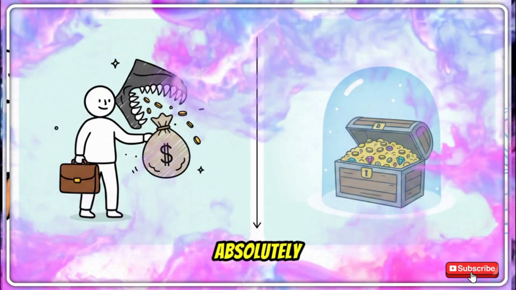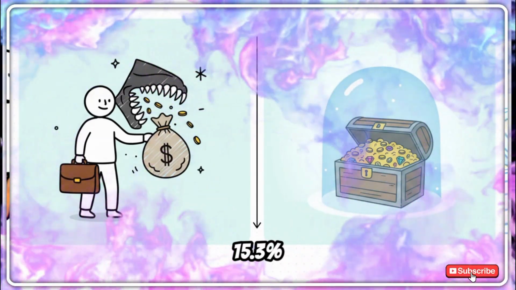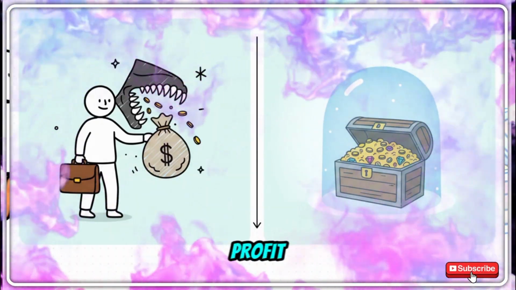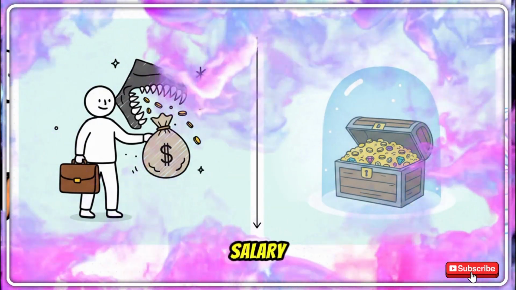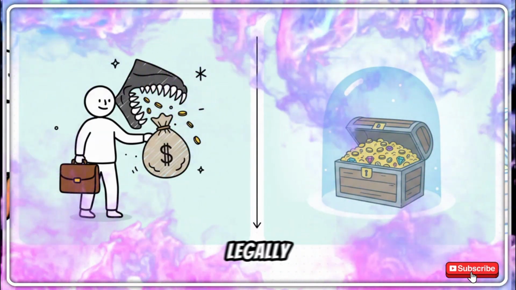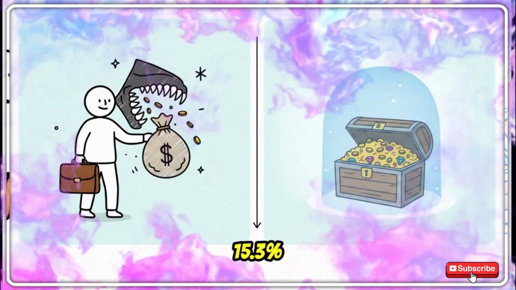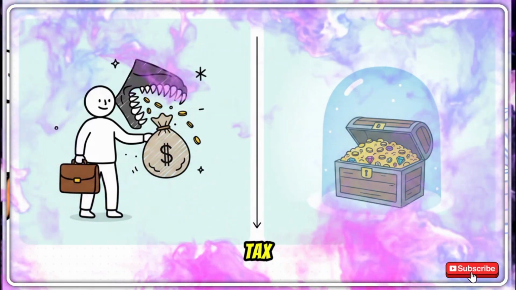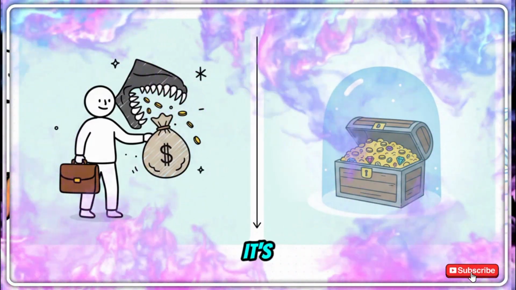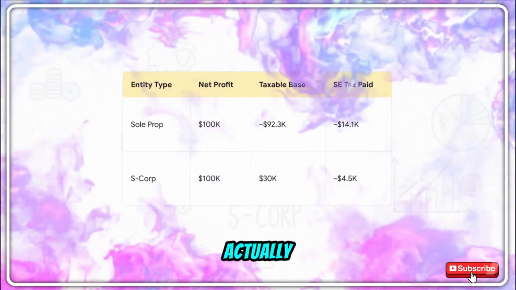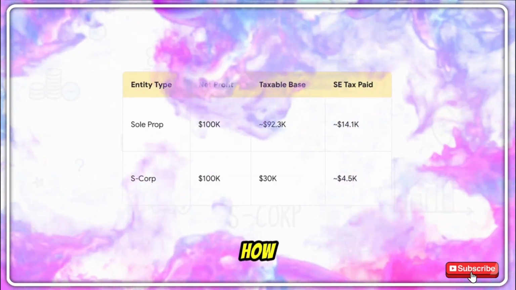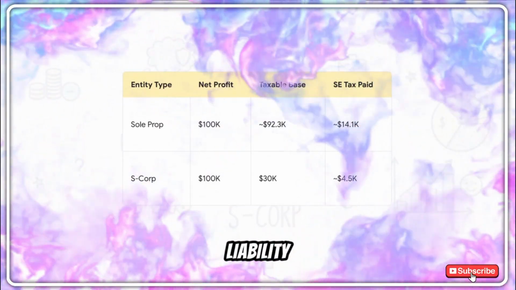That salary is absolutely subject to the 15.3% payroll tax. However, here is the mechanical shield. Whatever profit remains in the business after that salary is paid out is taken as an owner distribution. And that distribution is legally entirely exempt from the 15.3% self-employment tax. You've successfully isolated the pathology to just your base salary. It's brilliant.